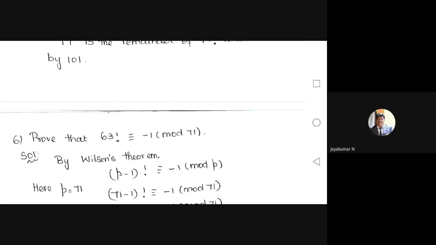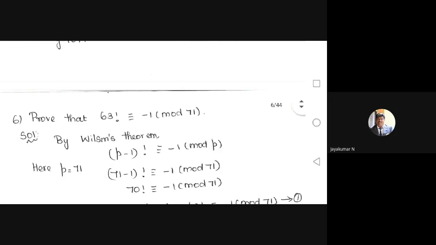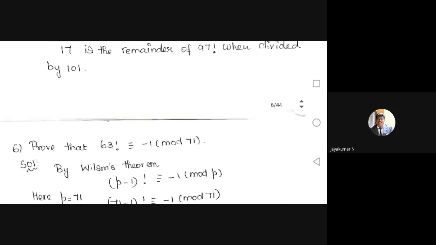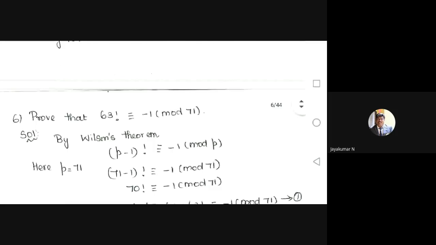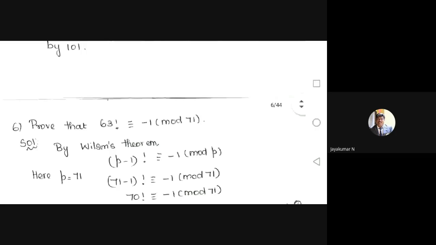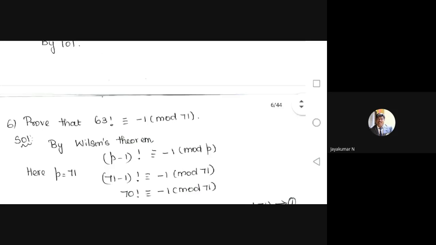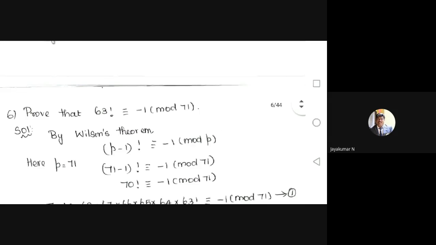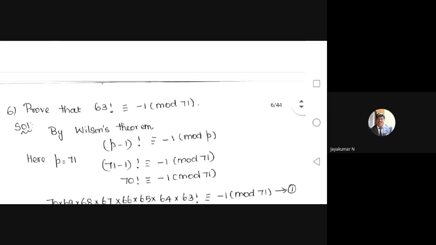You know the statement of Wilson theorem: if p is prime, then p minus 1 factorial is congruent to minus 1 mod p. Here the mod value is 71, so the p value is 71. So 71 minus 1 factorial is congruent to minus 1 mod 71. 71 minus 1 is 70, so 70 factorial is congruent to minus 1 mod 71.